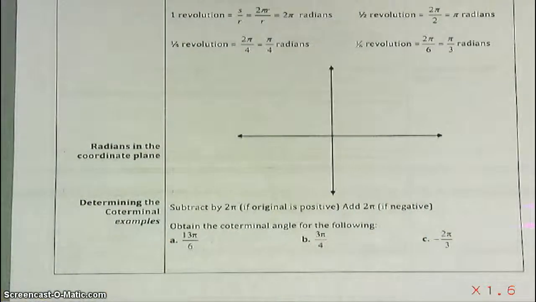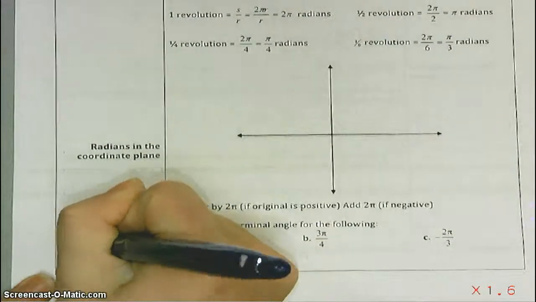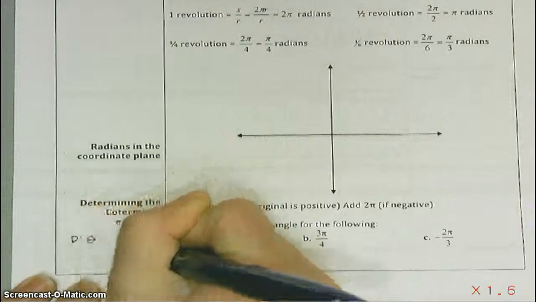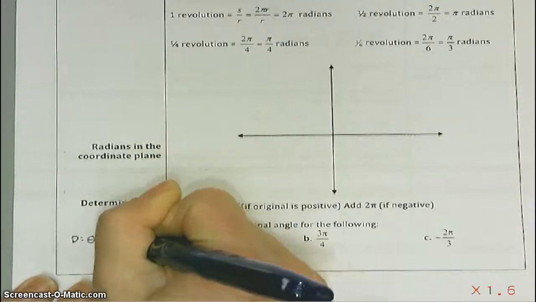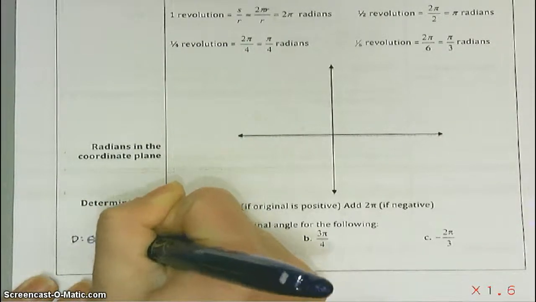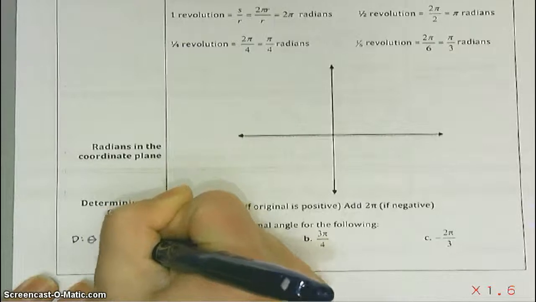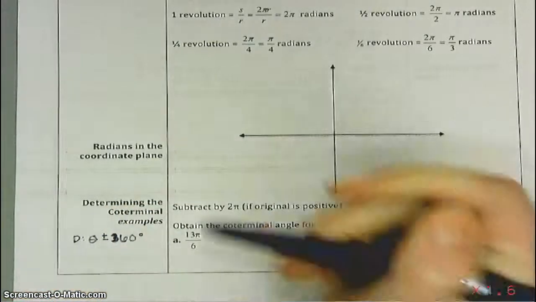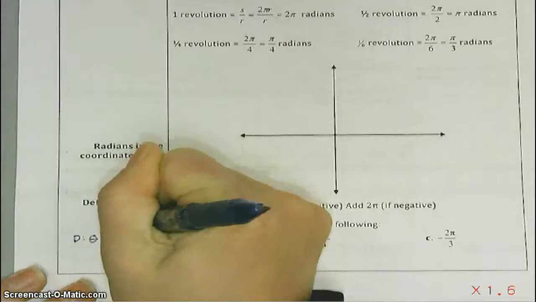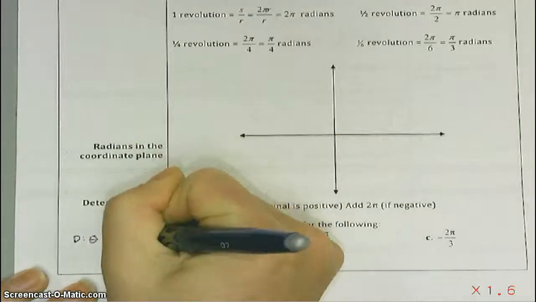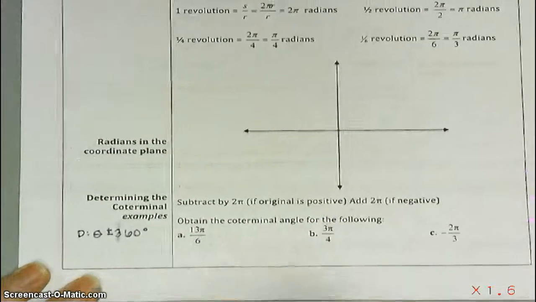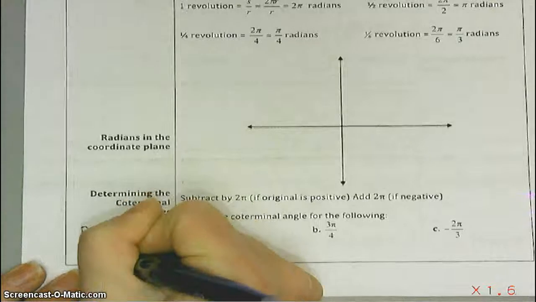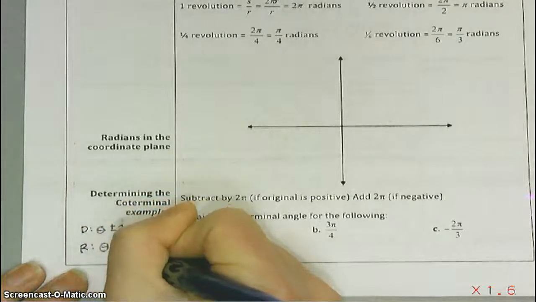So off to the side, you might want to write yourself a note. If your angle is given in degrees, you're going to take theta, which is your angle, and add or subtract 360 to get the coterminal. And then for radians, you're going to add and subtract 2 pi. So for radians, theta plus and minus 2 pi.